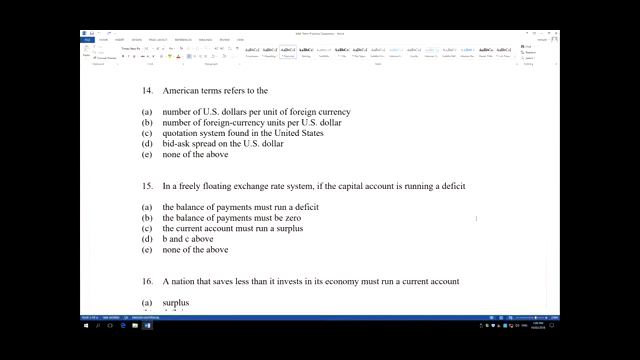Number 15. In a freely floating exchange rate system, if the capital account is running a deficit, what does that mean about the current account? If the capital account is in deficit, then the current account must be in surplus. The balance of payments must always balance, so it's always going to be 0. B and C are both correct, so the answer is D.